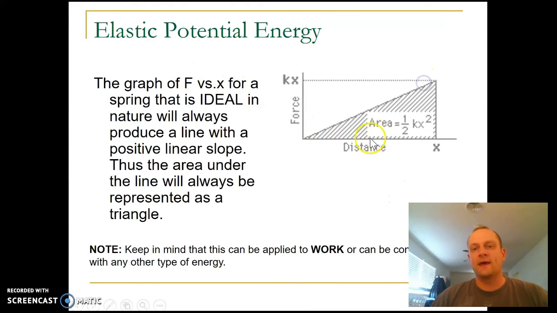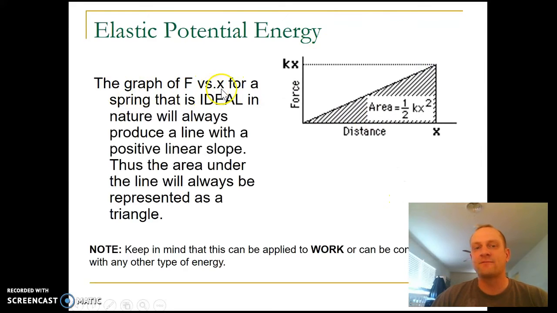Okay, so again, we'll look at that graph again. The graph of F versus x for a spring that is ideal in nature will always produce a line with a positive linear slope. Now, not all springs are ideal springs. Ideal springs are springs that follow Hooke's law, where the force is directly proportional to the displacement. That means force and displacement would be a linear relationship. If I have any other kind of relationship, if this is a curve of some sort, it's not an ideal spring and it doesn't follow Hooke's law.